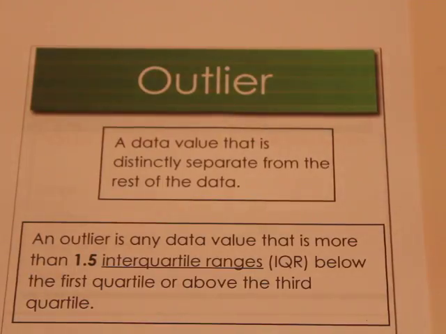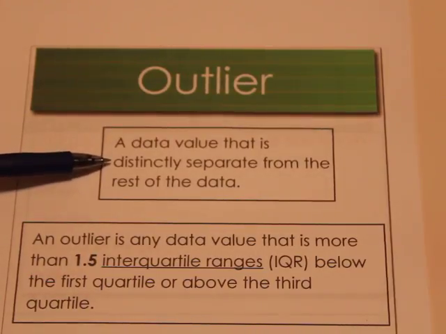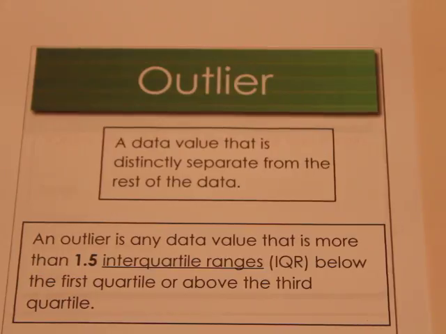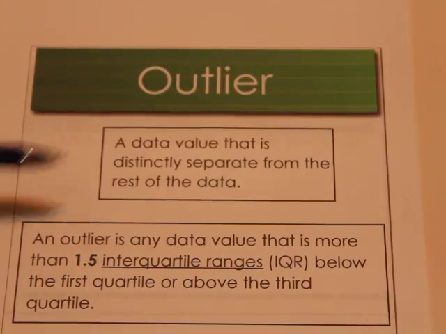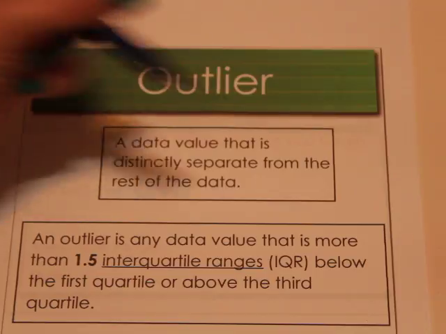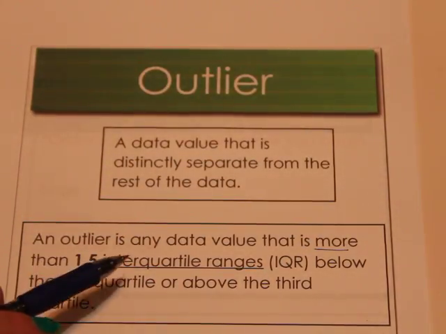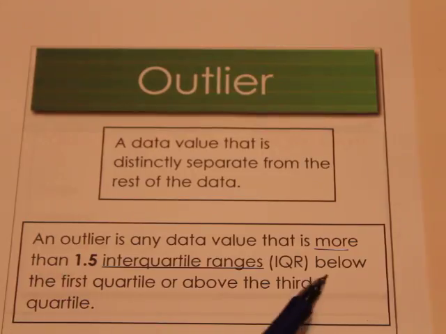Okay, and then the last part here is outlier. An outlier is a data value that is distinctly separate from the rest of the data. He's going to be the odd one out, okay, the weirdo of the set. And it says an outlier is any data value that is more than 1.5 interquartile ranges below the first quartile or above the third quartile.